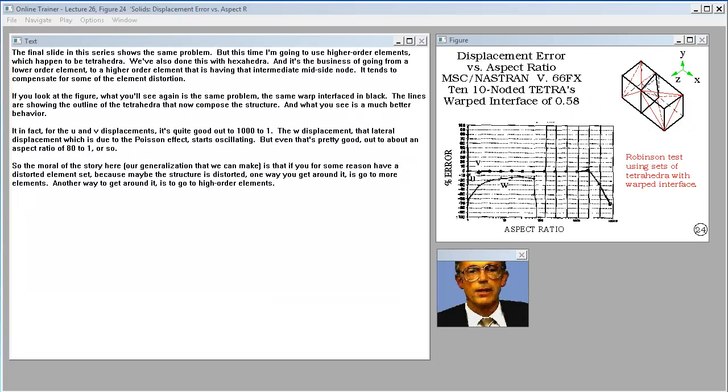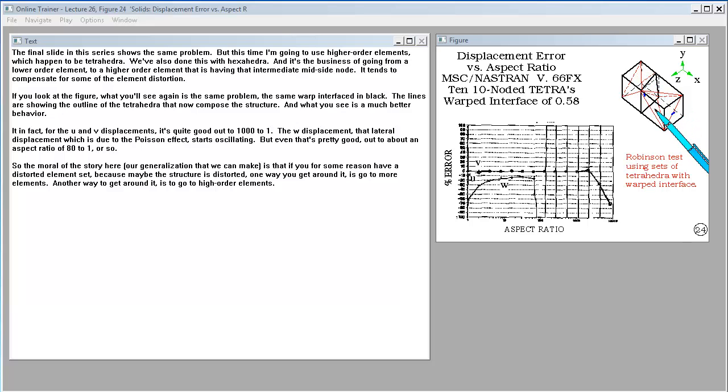The final slide in this series shows the same. We're going to use higher order elements, which happen to be tetrahedra. We've also done this with hexahedra, and it's the business of going from a low order element to a high order element, that is, having that intermediate mid-side node that tends to compensate for some of the element distortion. If you look at the figure, what you'll see again is the same problem, the same warped interface in black. The red lines are showing the outline of the tetrahedra that now compose the structure.